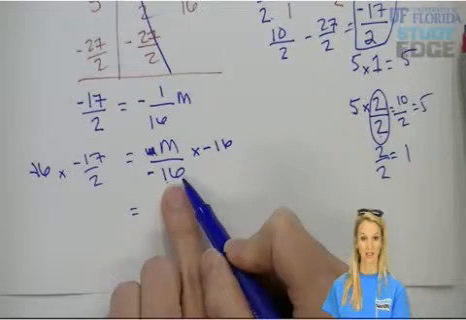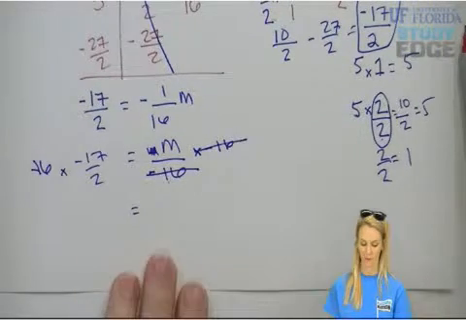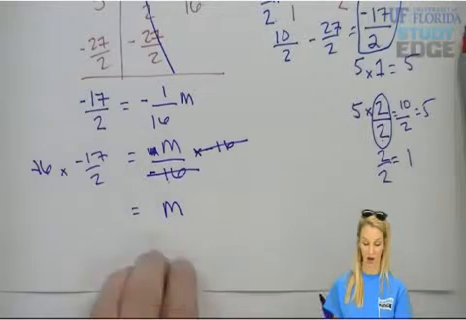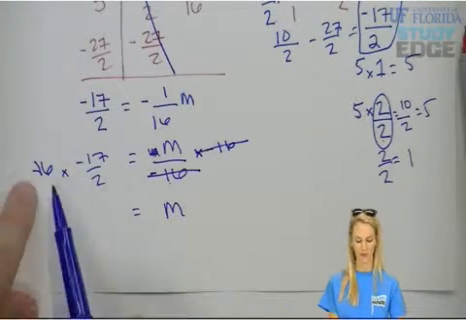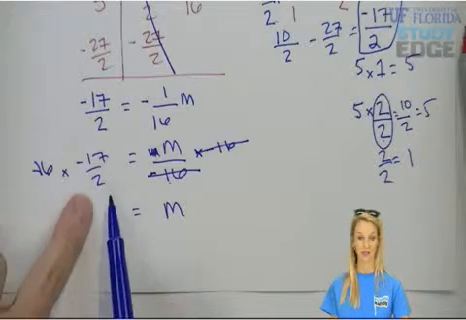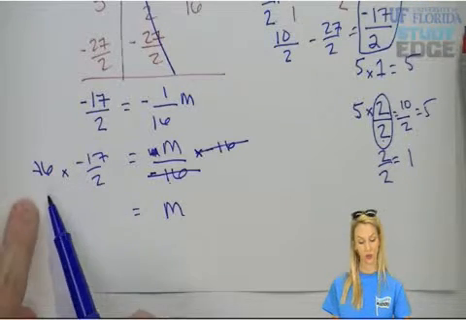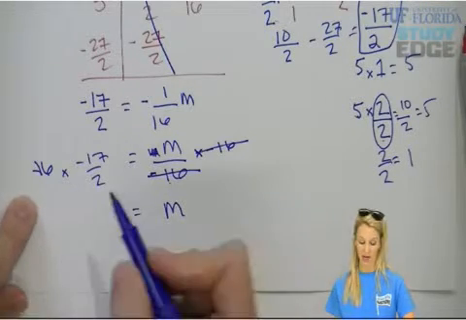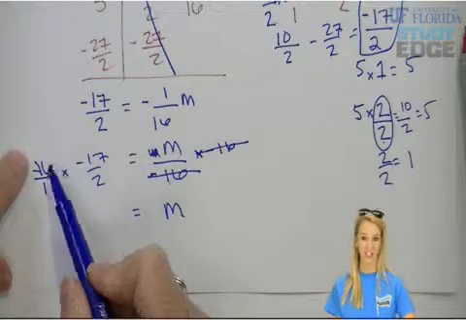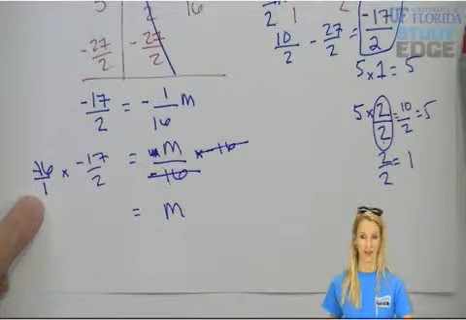Well, negative 16 divided by a negative 16, those cancel out to give us 1. So we're left with m on the right. Well, that's good. The variable is by itself. But what about over here? We have a negative 16 times a negative 17 over 2. Well, I have a fraction here and I don't have a fraction here. How can I write this negative 16 as a fraction? I'm going to put it over 1. Whenever I have an integer, I can put it over 1 and it means the same thing.